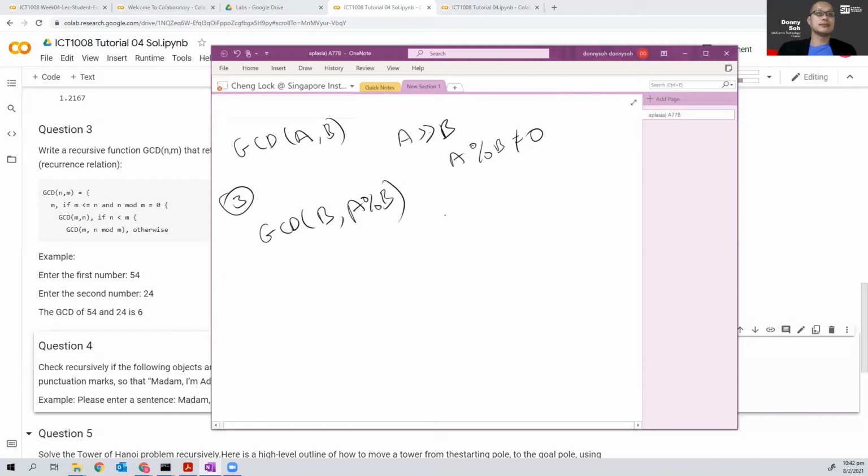Let us use an example to see. If I have GCD of 18 and 12, we will fall under condition number 3. The next call will be GCD of 12, 18 mod 12, which is 6. After this it falls under the first condition, and it returns 6.